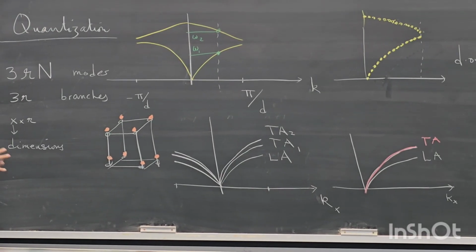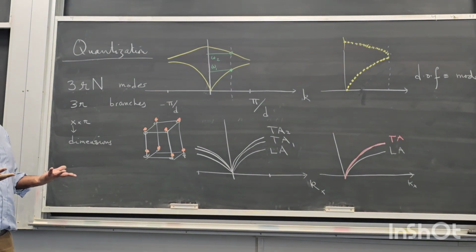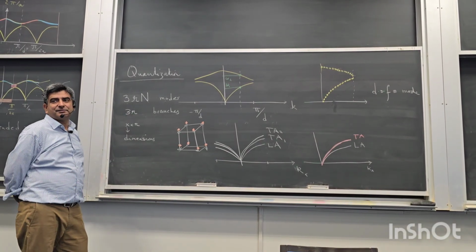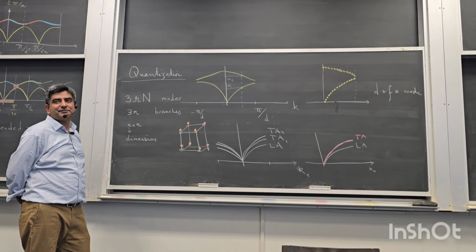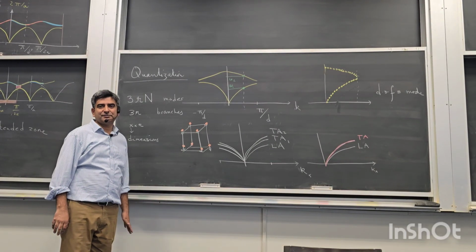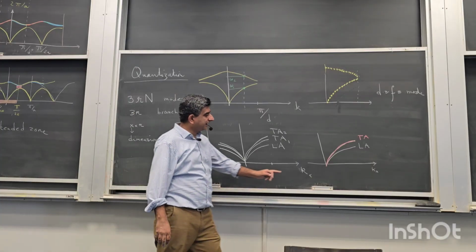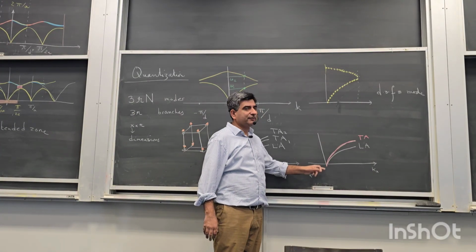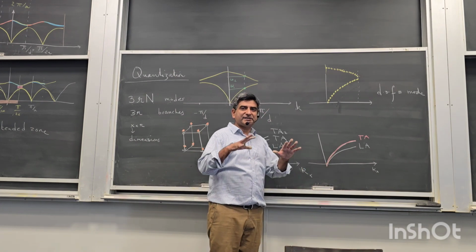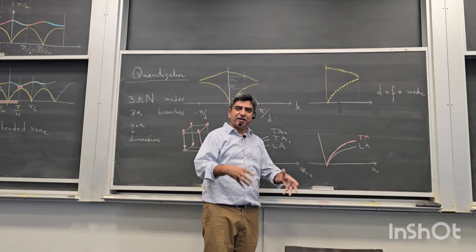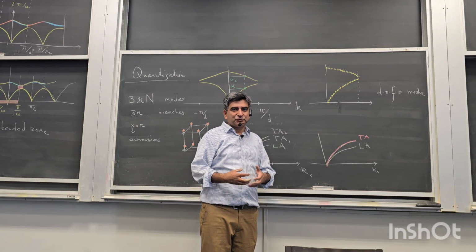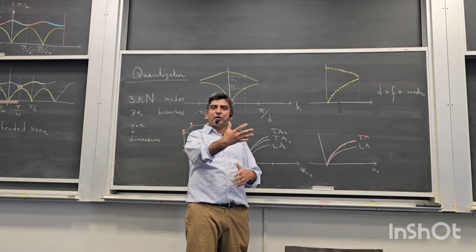And if there are more atoms, so in the diatomic case, there will be 3 into 2, 6 branches, right? There will be 6 branches. So 3 of them will be acoustic, which have a property that at K or Q equals 0, the omega is also 0. And here they are almost linear. So there will be 6 branches for the diatomic 3-dimensional crystal. Diatomic means 2 atoms in a basis. So 3 of them will be acoustic and the other 3 will be optical branches.